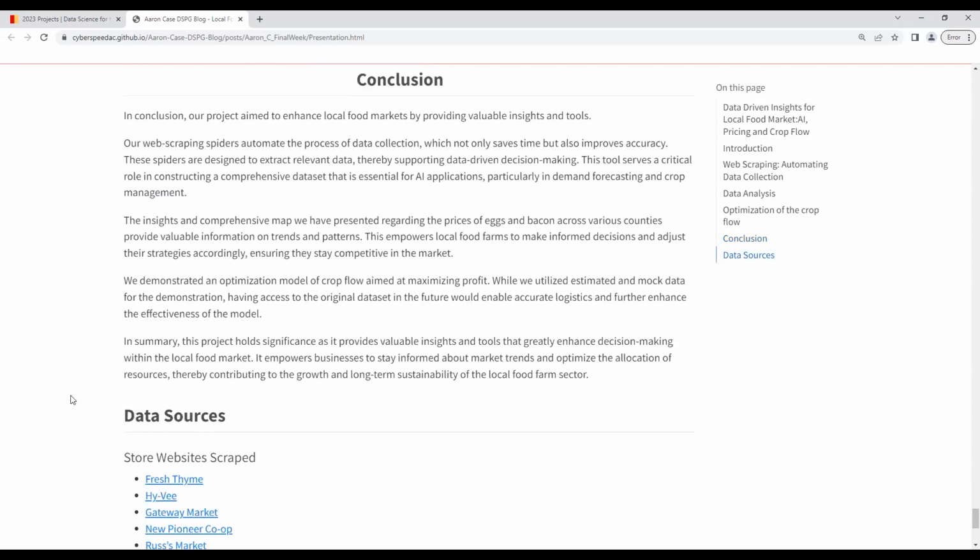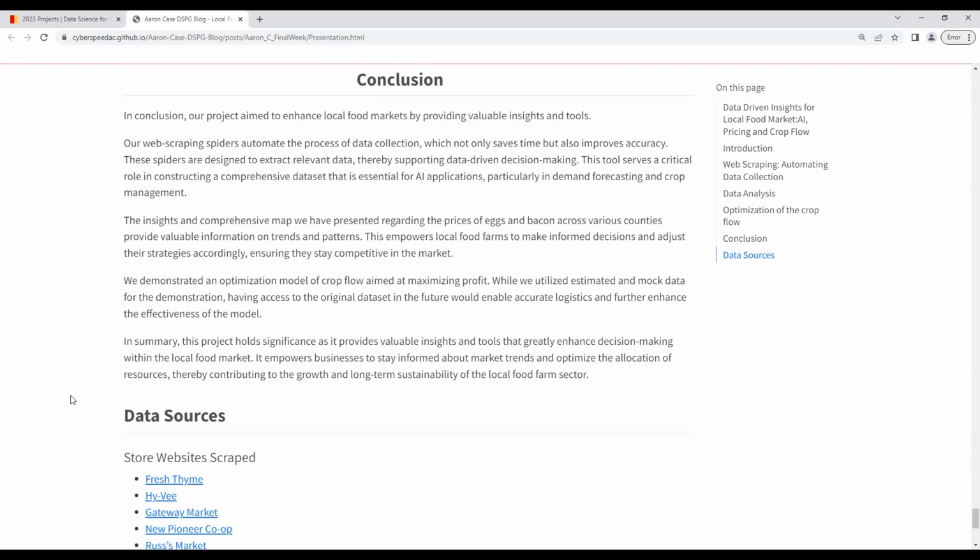In conclusion, our project is aimed to enhance local food market by providing valuable insights. We have provided 2 tools. The first one is web scraping tool. Web scraping tool is essential to build a comprehensive data set. And using those data sets, we can do the demand forecasting and crop management as a part of application of AI. And then we have gathered so many insights using data analysis.